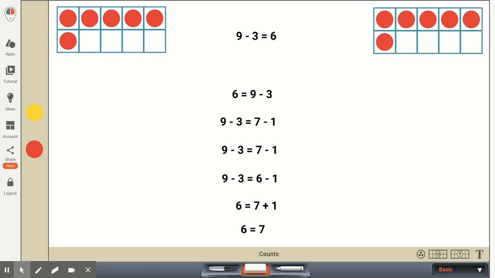Other students might be able to just explain and say 9 minus 3, I know from my subtraction that that equals 6, and 6 equals 6. Therefore, I know that it's a true equation.